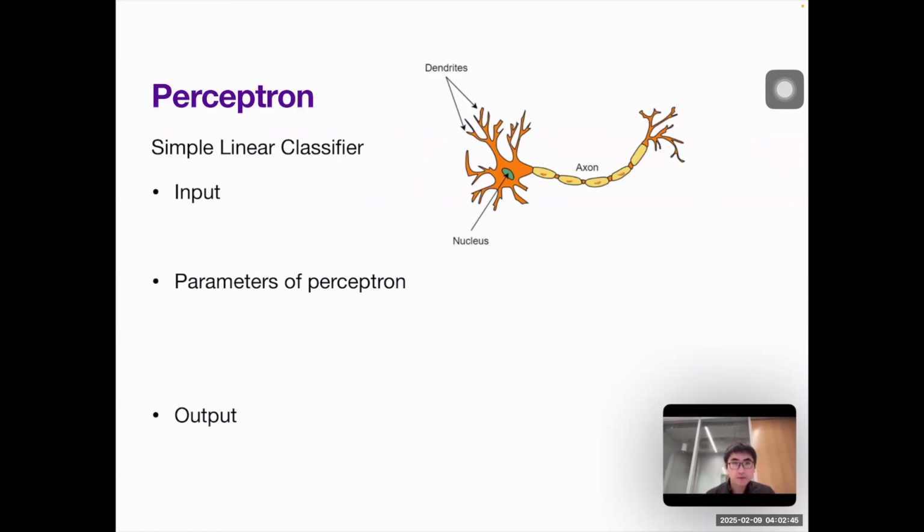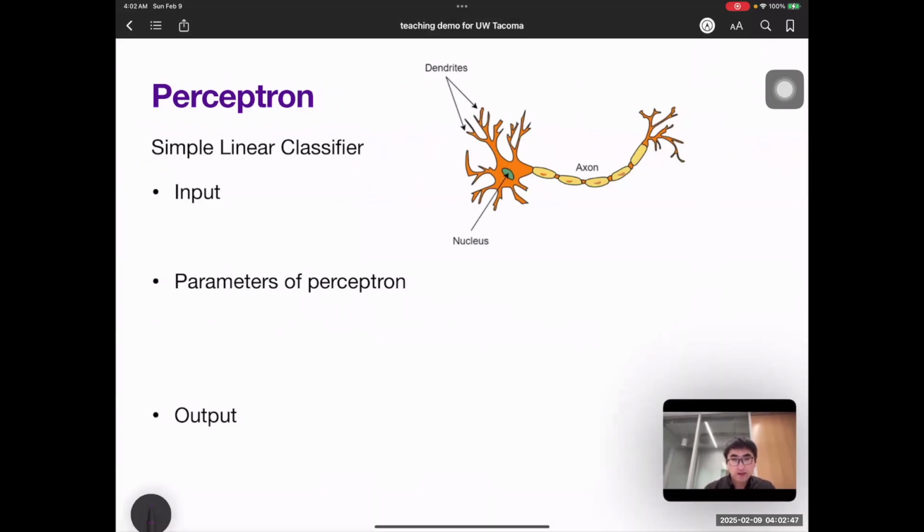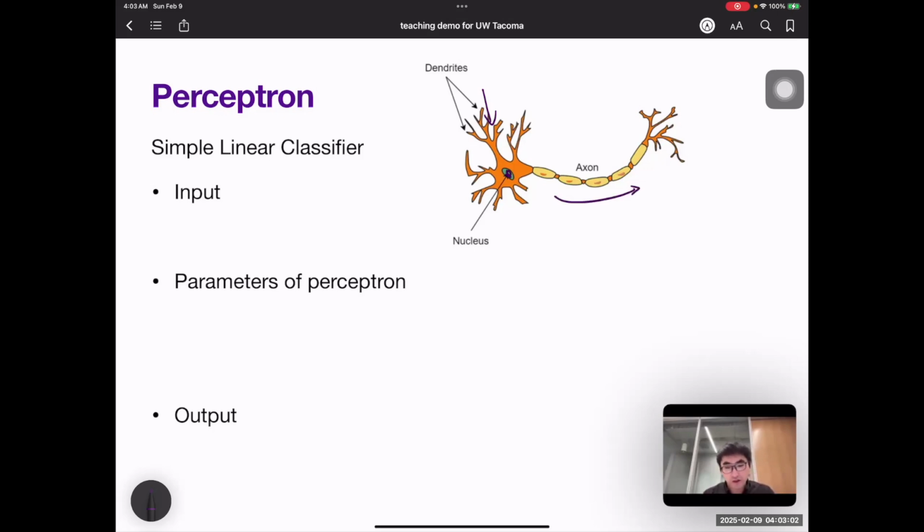Here's one example of a neuron. The neurons are connected to each other. A specific neuron will receive input from other neurons, and then the nucleus is going to process those signals and choose either to fire a signal or not fire a signal as an output. The perceptron algorithm is a model of this process.